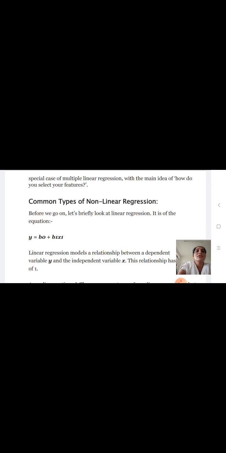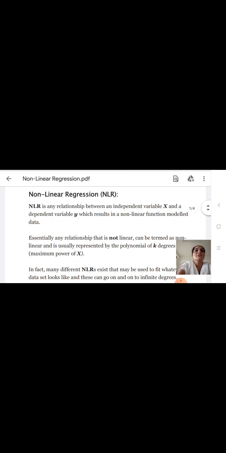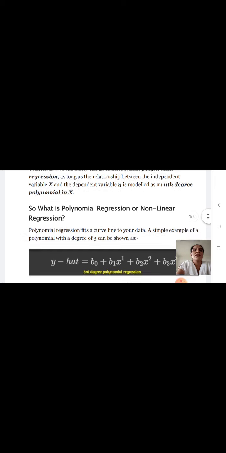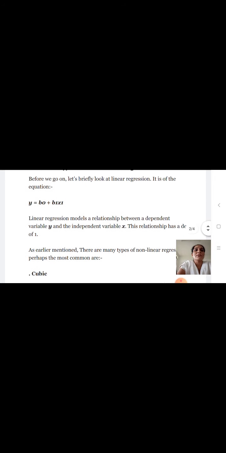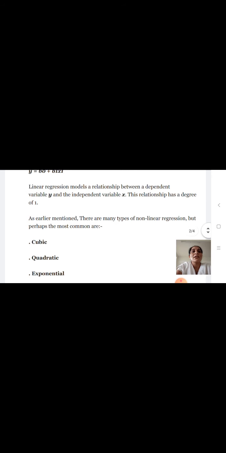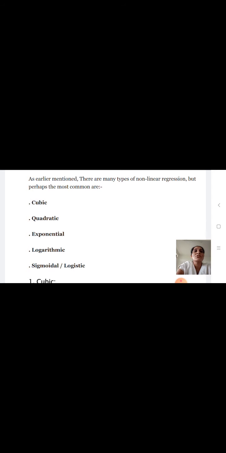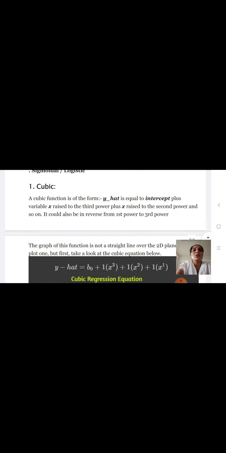Before you go on, let's briefly look at linear regression. It is of one equation, y is equal to b0 plus b1 x1. So this linear equation models a relationship between a dependent variable y and the independent variable x. This relationship has a degree of 1. As earlier, there are many types of non-linear regression, but perhaps the most common are cubic, quadratic, exponential, logarithmic, sigmoid, and logistic.